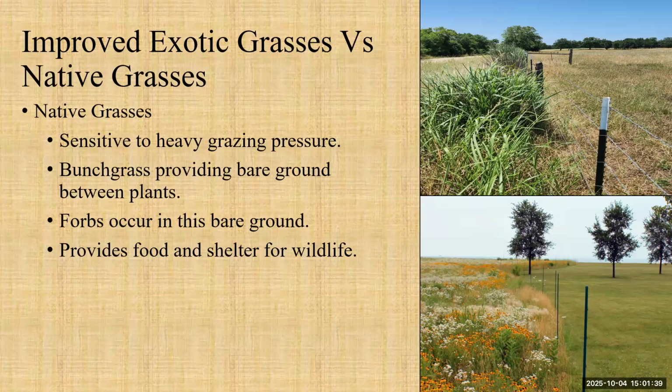Y'all are native plant people. We all know the benefits of native plants. Bunch grasses provide bare ground for small wildlife to maneuver. Forbs occur in this bare ground, and it provides food and shelter for wildlife. And you can see some more of these fence line contrast photos. For whatever reason, that's very appealing for me to see those differences, and I think it provides a good example for y'all.